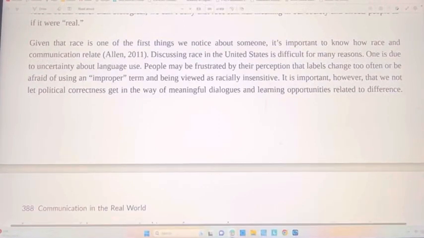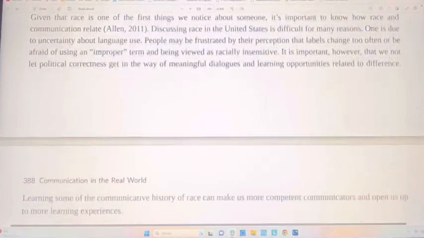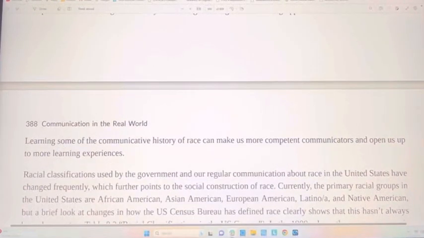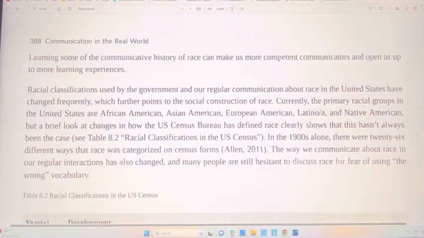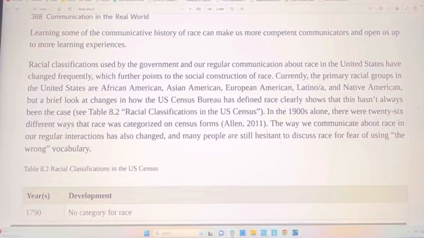It is important, however, that we not let political correctness get in the way of meaningful dialogues and learning opportunities related to difference. Learning some of the communicative history of race can make us more competent communicators and open us up to more learning experiences.